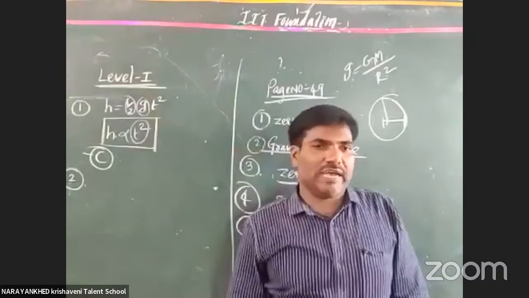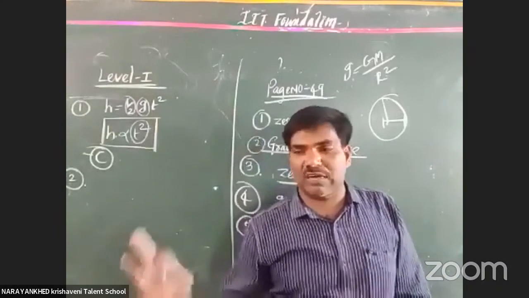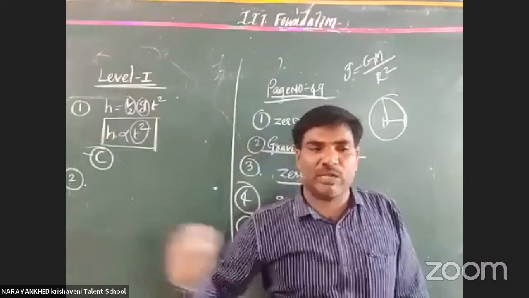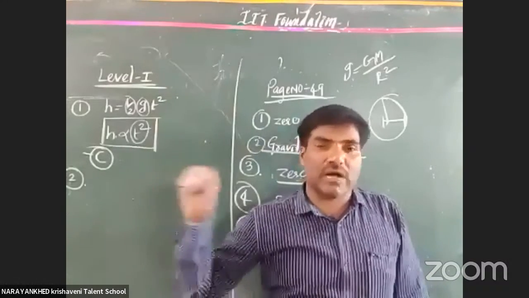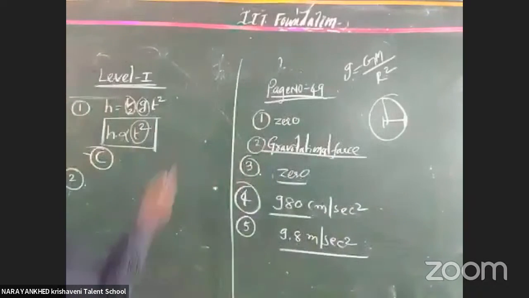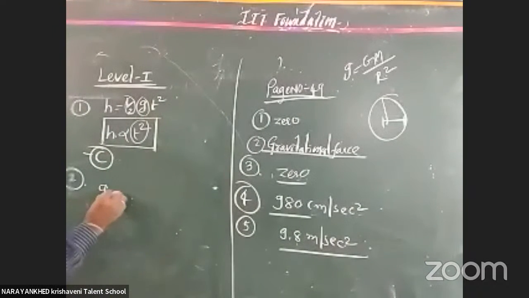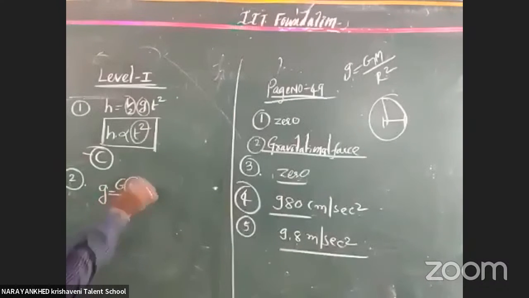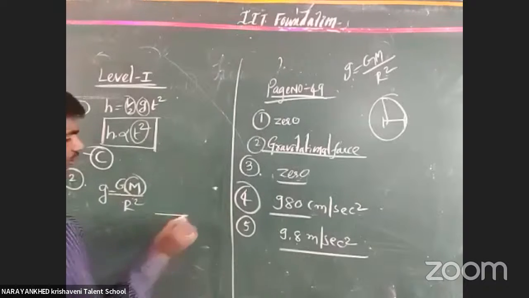Why? Because the acceleration due to gravity is a constant. The gravity on the bodies does not depend on the body's mass. Okay, clear or not? Why? Because g, the small g value, is already given. g is equal to GM by R square. Here M is not the mass of the body which falls down.